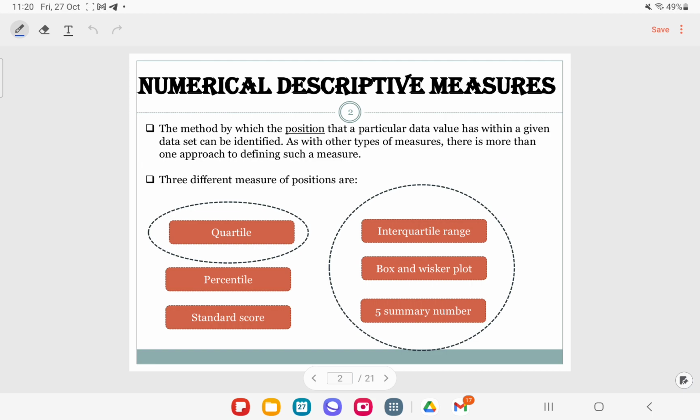As with either type of measure, there is more than one approach to define such a measure. We have three different measures of position: quartile, percentile, and standard score. But only the quartile is covered in your syllabus, where we are going to learn the interquartile range, the box and whiskers plot, and also the five-number summary.